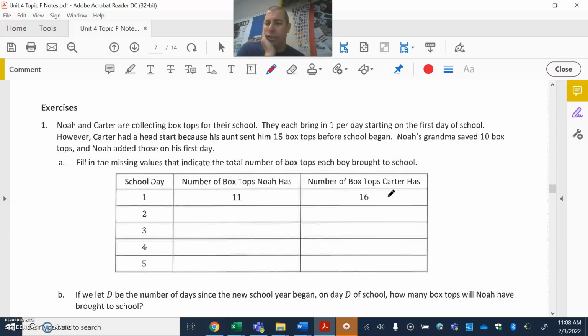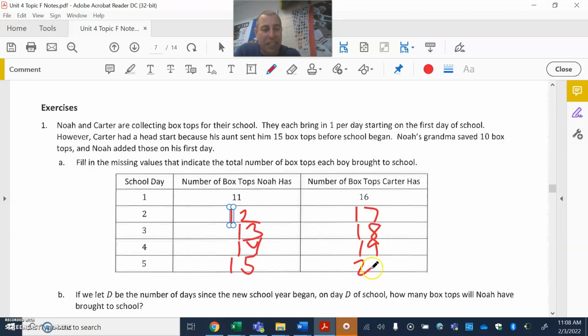Poor Noah. All right, so here we go. Again, they're bringing 1 in each day. So if we've got 11 on day 2, now he's brought another 1, now we're up to 12. Again, added another 1, added another 1, added another 1. Same thing with Carter. Again, he's starting with 16, though. But again, they're bringing 1 per day. So next day, 17, 18, 19, now 20.